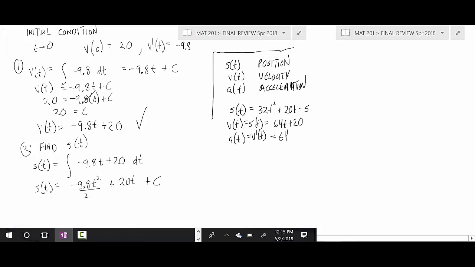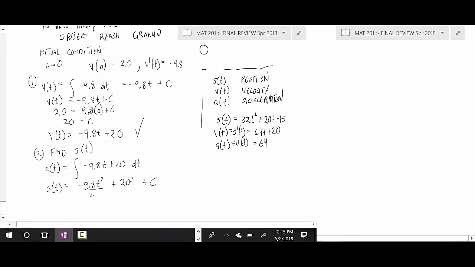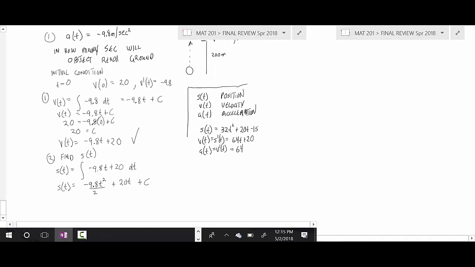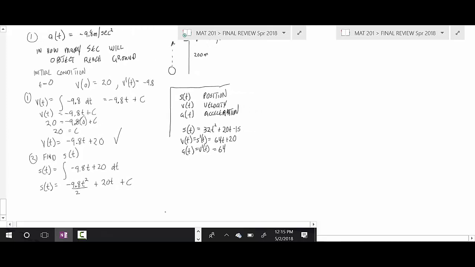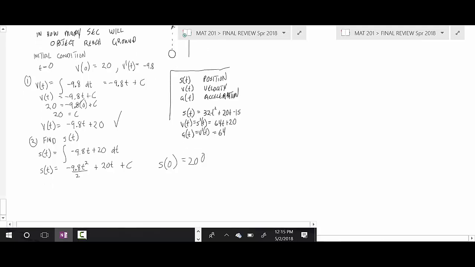Now, the other thing that you have is this. You've got to figure out c. There is enough information to find c on this problem. Basically what you have is s of 0 is equal to 200. When that object releases this rock, that's when time is 0 and you're 200 feet above. Or 200 meters, I guess, is what that is.